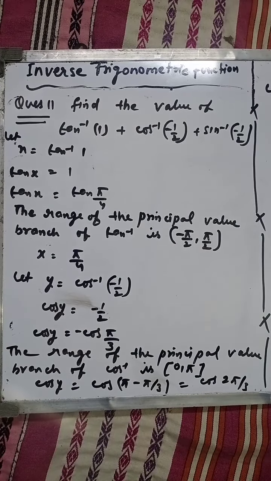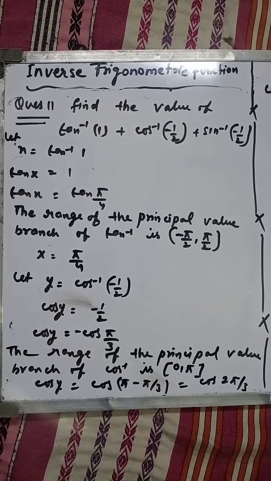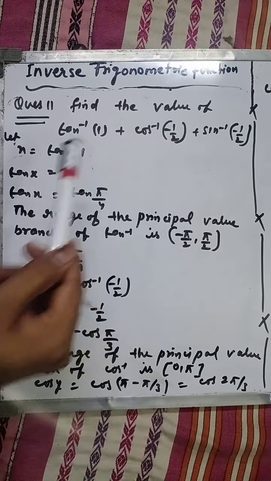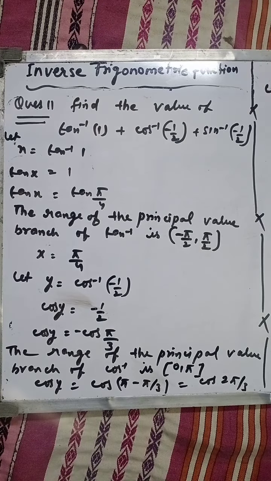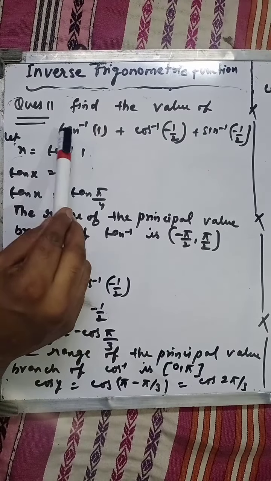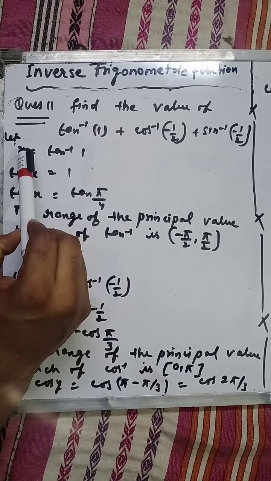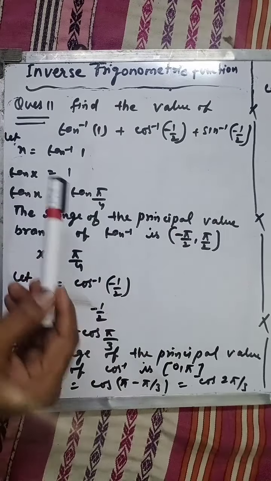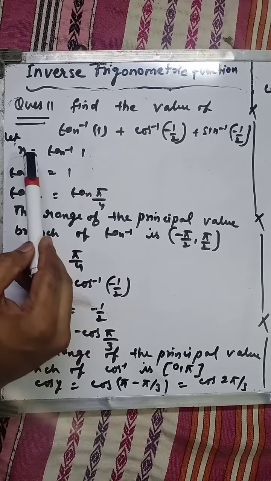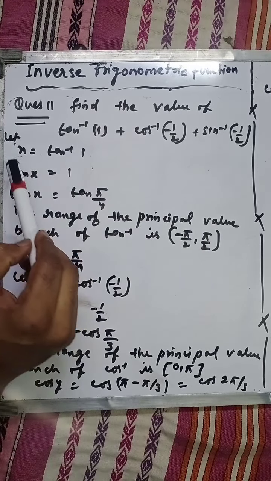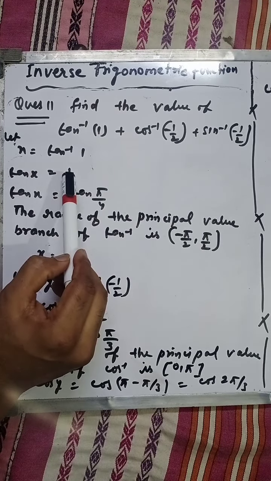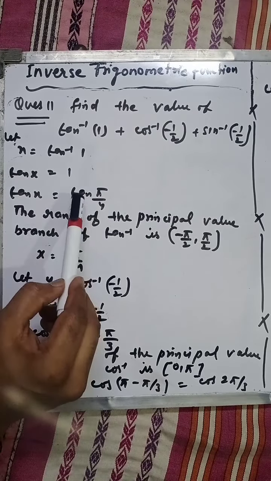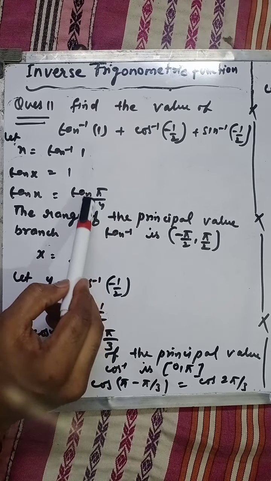This is your question number 11 of your NCERT exercise 2.1. Find the value of all the three functions. First I am assuming that this is equal to x, this is equal to y, and this is equal to z. One by one you can solve it. So x is equal to tan inverse 1, so tan x equals 1. At the place of 1, I can write tan pi by 4.